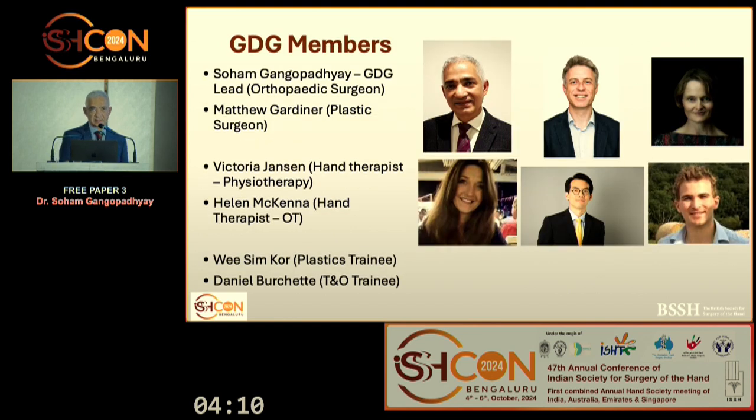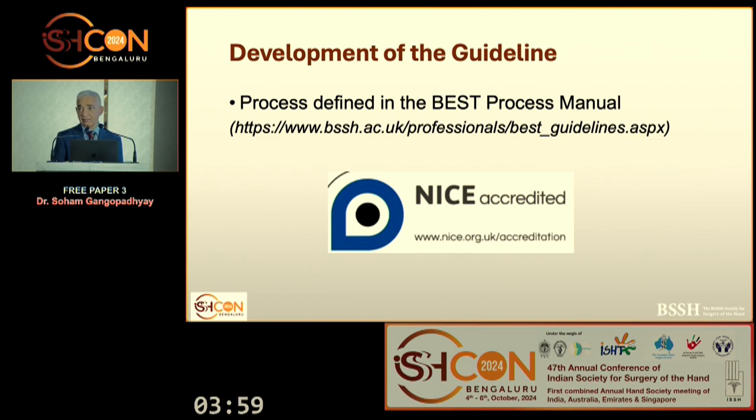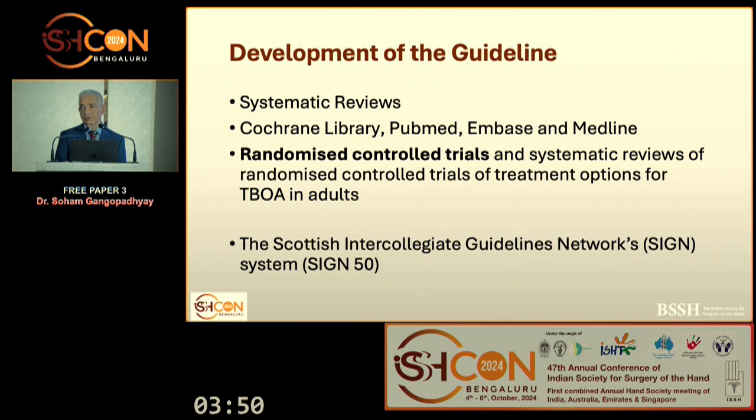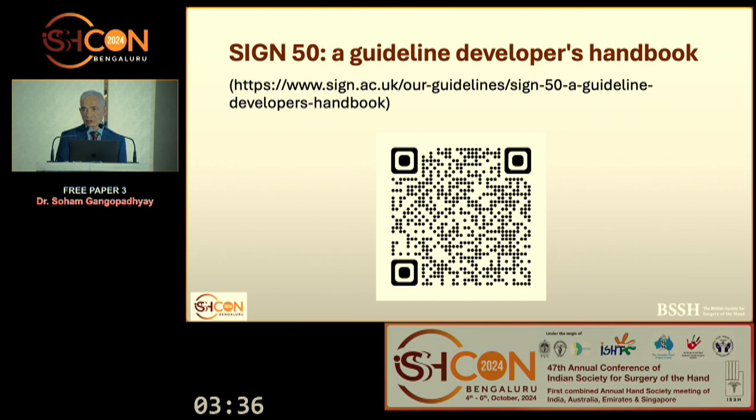Now, in this case, this is the group that I led. Without the work of these hardworking individuals, this guideline wouldn't have been possible. The guidelines are produced by using a very strictly defined method that is written down in this BSSH Best Guidelines Process Manual. Essentially, it is done through systematic reviews. We did systematic reviews of level 1 studies investigating the treatment of thumb-base arthritis. And the evidence from the reviews was then converted into guidelines using the SIGN 50 rules. So it's a very well-regulated and rigorous process which you have to follow to get accreditation.